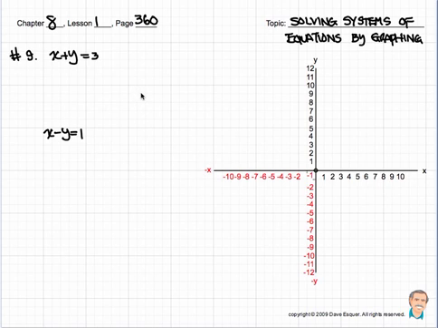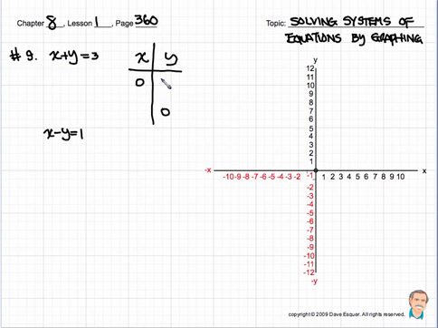Number 9 is a set of two equations, x plus y is equal to 3, and x minus y is equal to 1, and the question is, if we're going to solve this system of equations by graphing and see where the two linear equations intersect. So the first thing we're going to do for this one is x plus y is equal to 3. I'm going to make my t-chart, x and y. I'm going to probably do the x and y intercepts, just 2 points, see what it looks like.